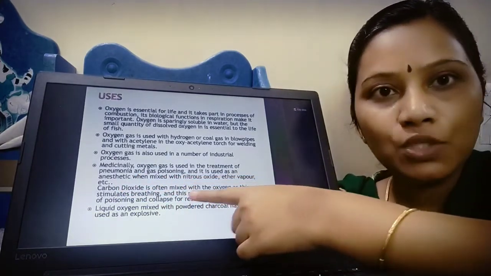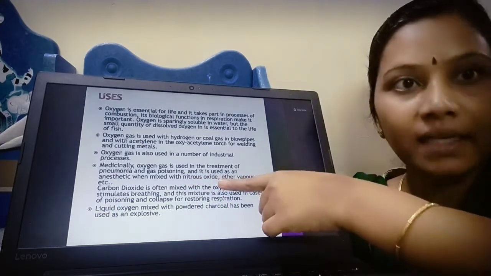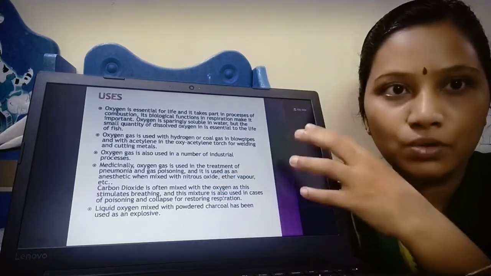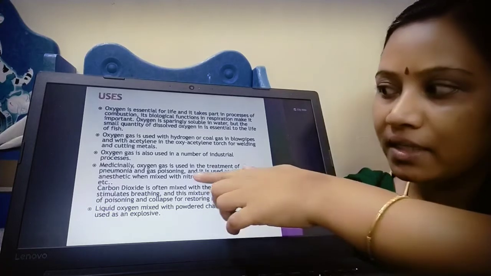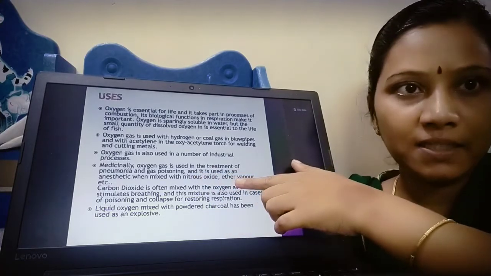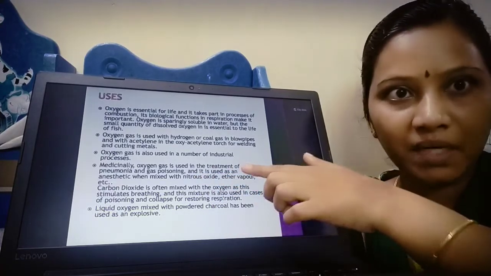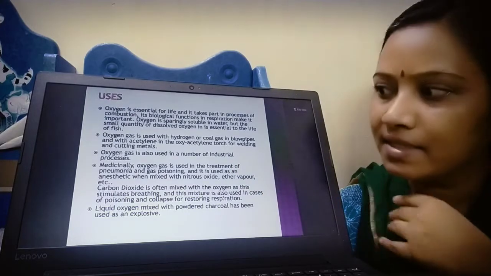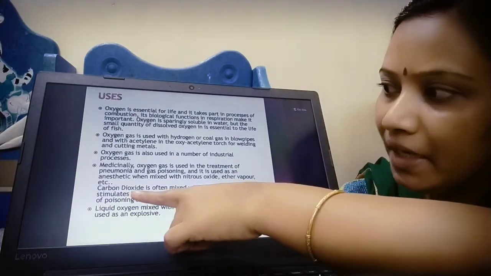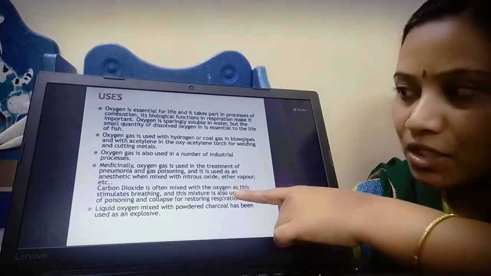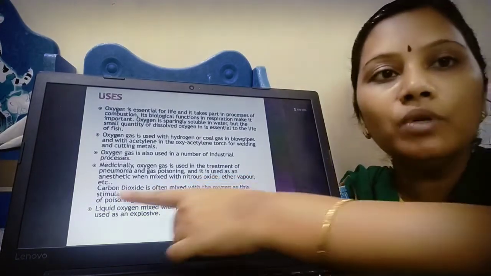So when it is mixed with ether vapor and nitrous oxide, it is used as an anesthetic, especially in the treatment of gas poisoning as well as in case of pneumonia, which is nothing but a bronchial disease. Now moving to carbon dioxide. See, when carbon dioxide is mixed with oxygen, then it stimulates breathing.